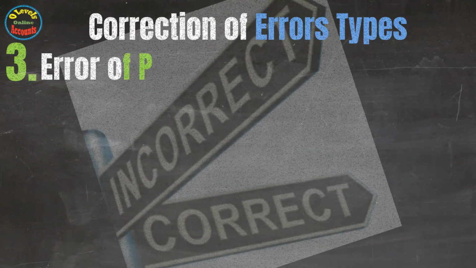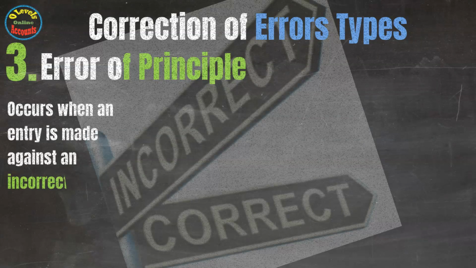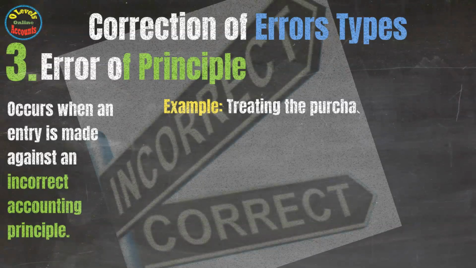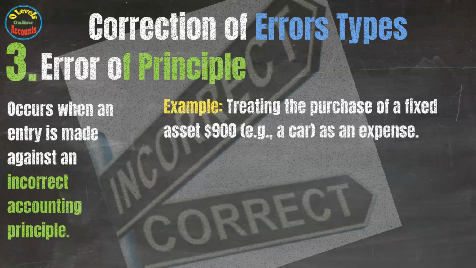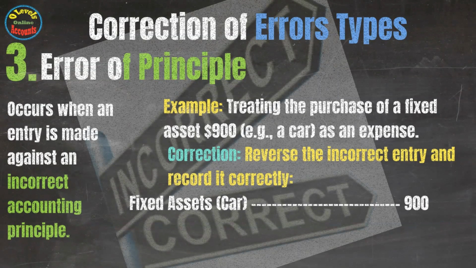Let's check another type. The third type is error of principle. It occurs when an entry is made against an incorrect accounting principle. Let's check its example with solution. For example, treating the purchase of a fixed asset $900, a car, as an expense. Let's check its correction. Correction should be, reverse the incorrect entry and record it correctly as follows. Fixed assets, car, debit by $900. Expense account, credited by $900.